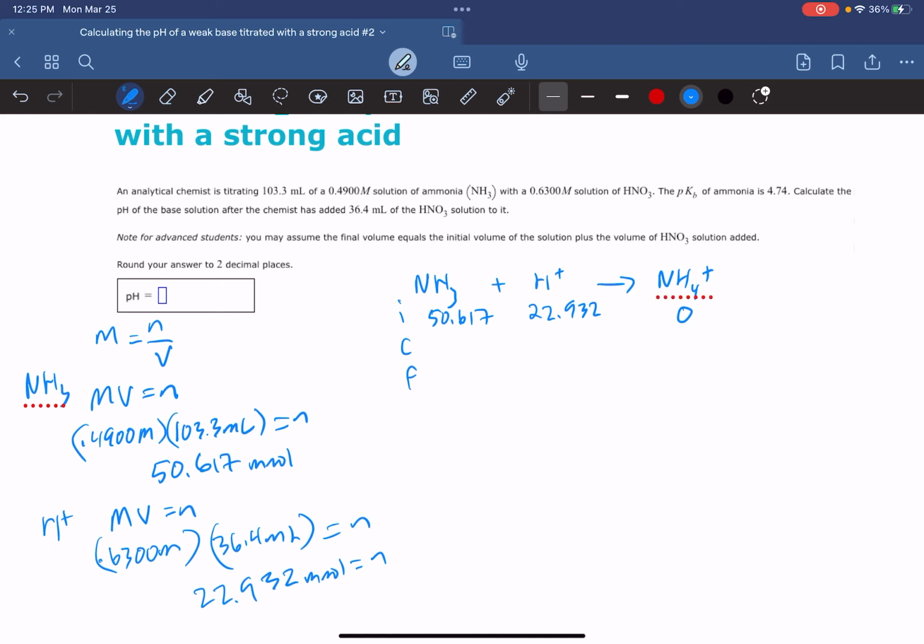Now, since both of these right now, it's a fight to the death. Either H plus or NH3 is going to get used up completely.